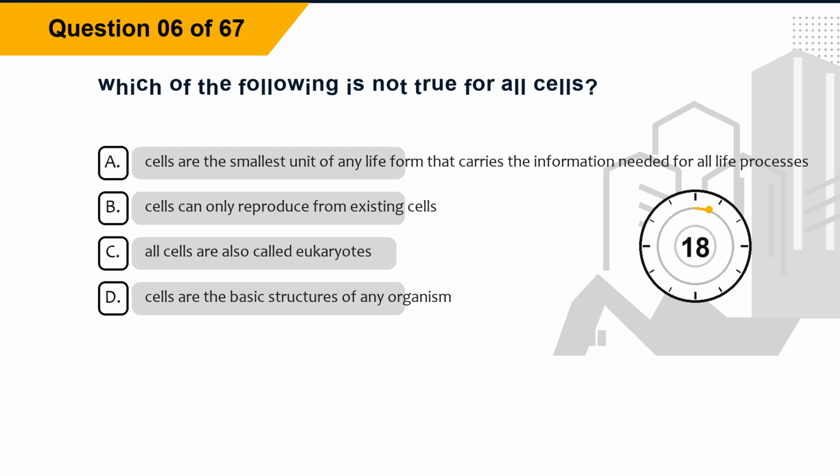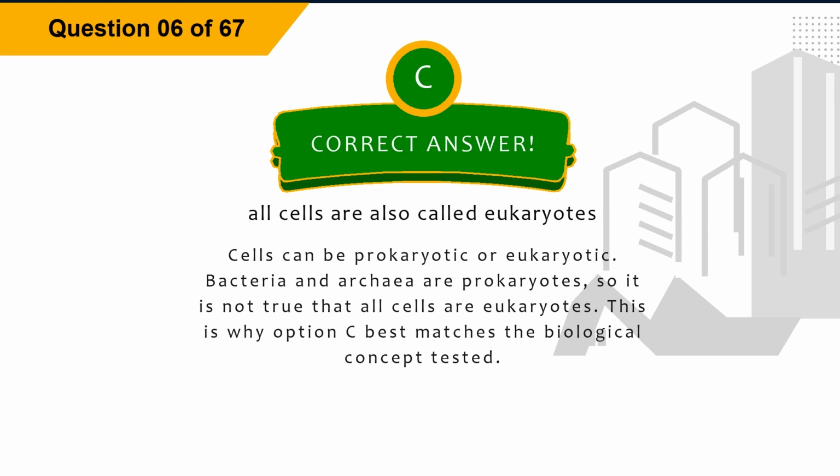Question 6. Which of the following is not true for all cells? Option A. Cells are the smallest unit of any life form that carries the information needed for all life processes. Option B. Cells can only reproduce from existing cells. Option C. All cells are also called eukaryotes. Option D. Cells are the basic structures of any organism. The correct answer is option C. All cells are also called eukaryotes.